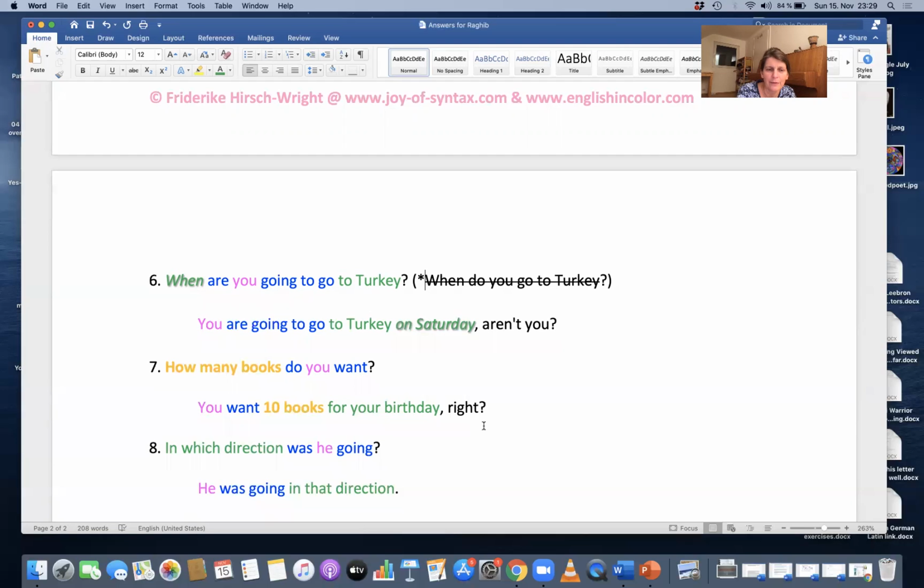In which direction was he going? The statement version is he was going in a particular direction, or he was going in that direction. You can point. And so in which direction was he going is a question asking for the adverbial of destination.